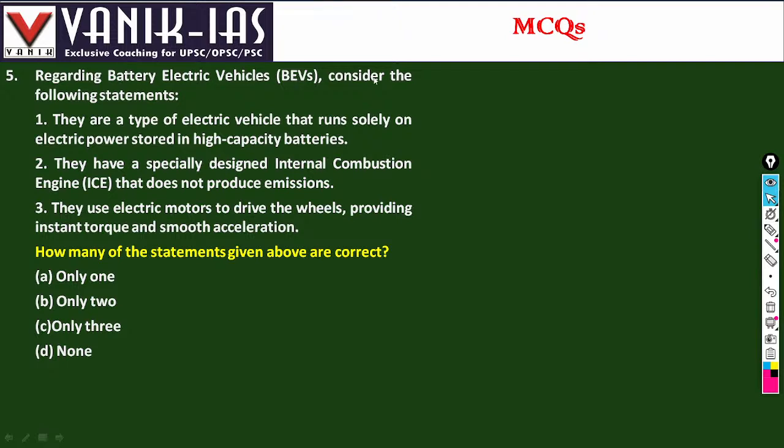Regarding battery electric vehicles, consider the following statements. They are a type of electric vehicle that runs solely on electric power stored in a high-capacity battery. Okay, right. They have a specially designed internal combustion engine. No, they use electric motors to drive the vehicle's wheels, providing instant torque and smooth acceleration. So here for question number 5, the answer will be only 2.